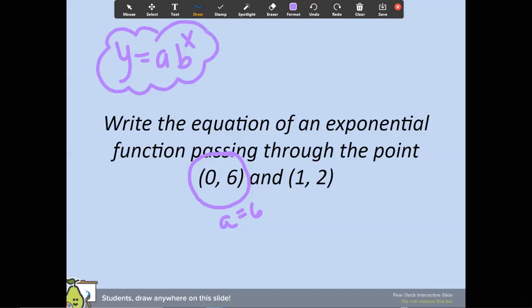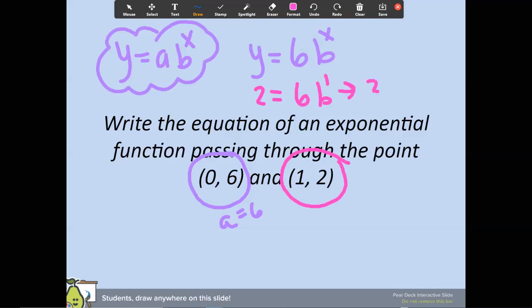So my a is 6 because that is my y-intercept. So I know it's going to be y equals 6 times b to the power x. Then I can put this point in, 1 comma 2, and work it out and get 2 is equal to 6 times b to the 1, which means 2 is equal to 6b. And so when I divide by 6, I get 1/3 is my b. So my equation is going to be y equals 6 times 1/3 to the power x.